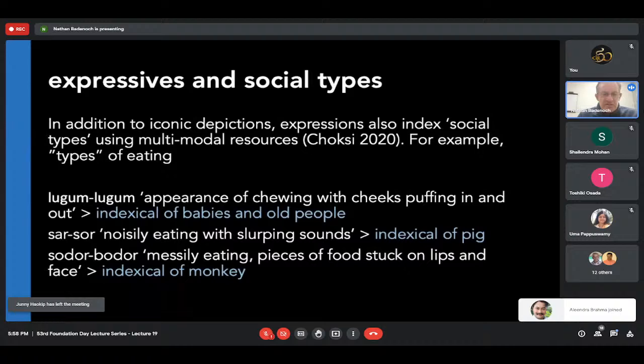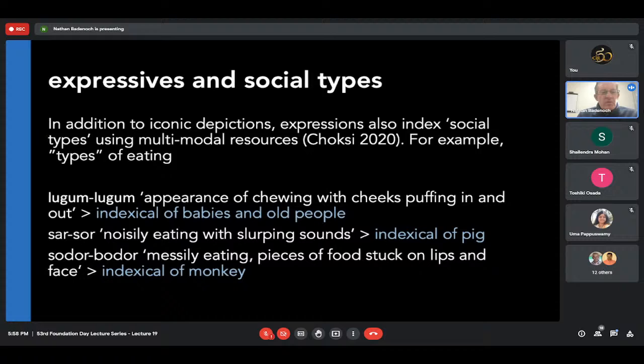explained this, but for these ones particularly, there were very clear gestures being produced in trying to get us to understand. So lugum lugum, which was the appearance of chewing with cheeks puffing in and out, was done in a way that the mouth was closed and was tracing a sort of round circular motion in the cheeks. When we discussed, it turned out that this is the way people who don't have all their teeth tend to chew, gumming food, and is indexical of babies and old people who, of course, don't have perhaps full sets of teeth and tend to chew in a different way on their food, lugum lugum.